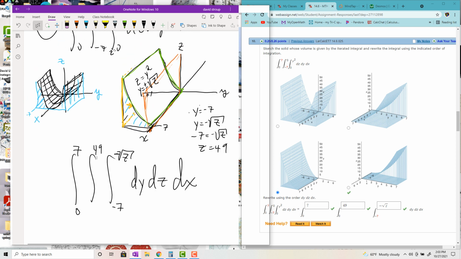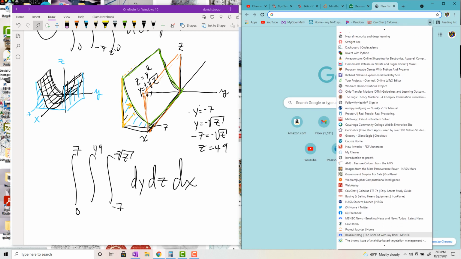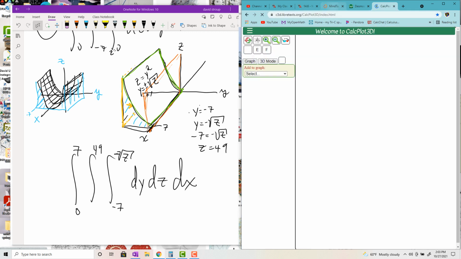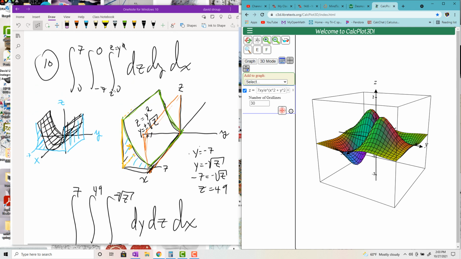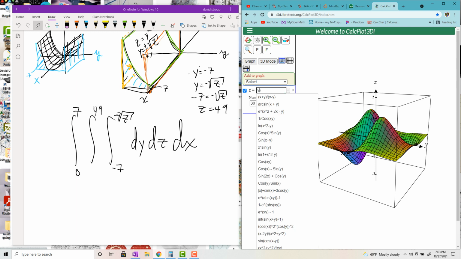Okay, so it takes some hardcore art skills, but when all else fails, you can go to Calc Plot 3D and try to get the graphs that way. So again, where is Calc Plot 3D? And go into here, and in this case, it was z equals y squared.